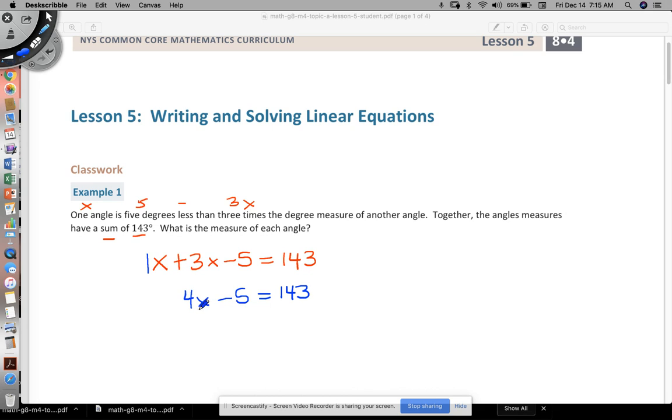All right, now remember, our goal here is to get the x by itself. So I need to get rid of this 5. So I take the opposite of subtracting 5, which is to add 5. And what you do to one side, you do to the other. The 5's cancel, and I get 4x equals 148. Okay, now I'm going to divide by 4, and x equals 37. All right, let's try another one.